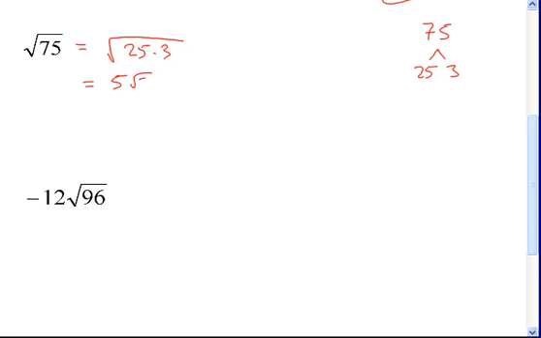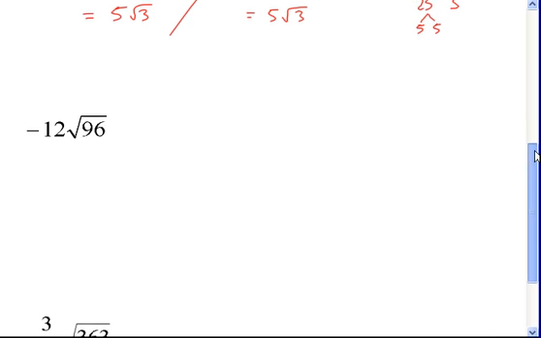Or, if you want, you can break it down even further and think 25 is just 5 times 5, so I could write root 75 as the square root of 3 times 5 times 5. Then I'm thinking, oh, I need to pull out a group of something that has 2 in it. The 5s, there are 2 of them, so I pull those out. I'm left with 5 root 3. Either way.